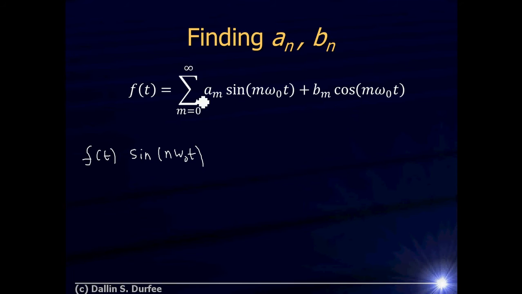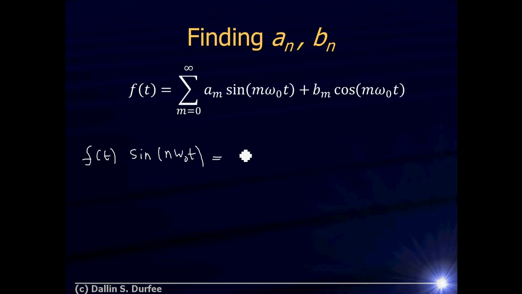Now, m takes on all values from 0 to infinity. So if n was like 4, that's one of these sine waves in the sum, but only one of them, right? But I'm not going to tell you what n is. I'm not going to say it's 4 or 7. Let's just call it n for right now. It's one of the sine waves in the sum, all right?